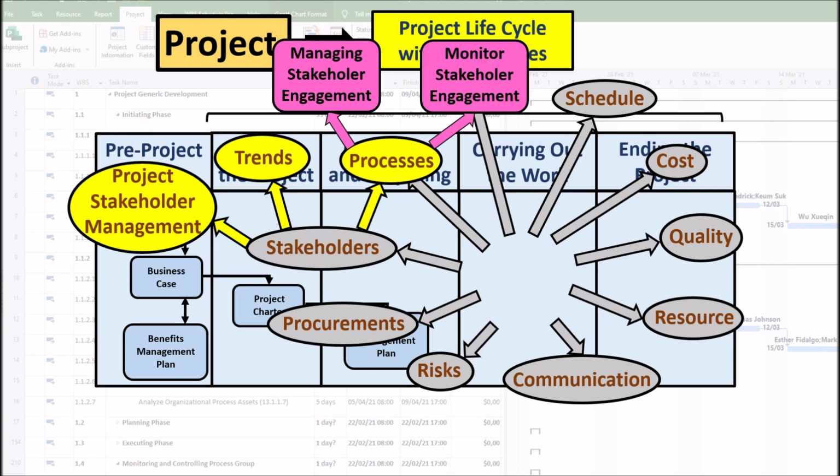Monitor stakeholder engagement. It is the process of monitoring project stakeholder relationships and adapting strategies to engage stakeholders through modification of engagement strategies and plans.